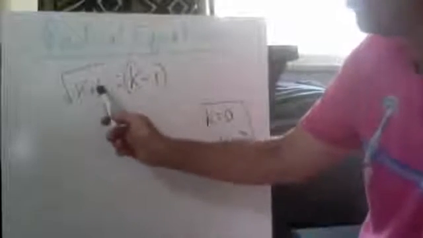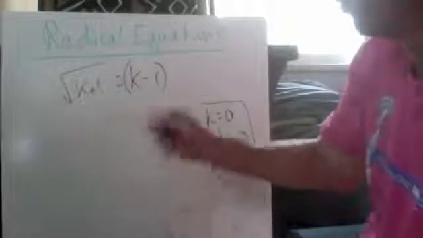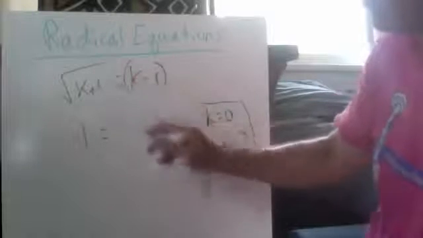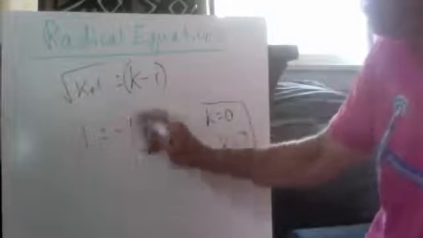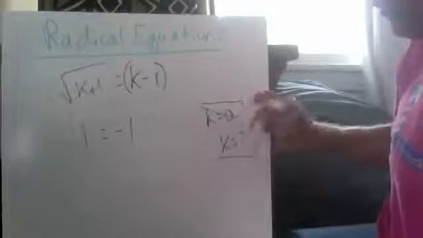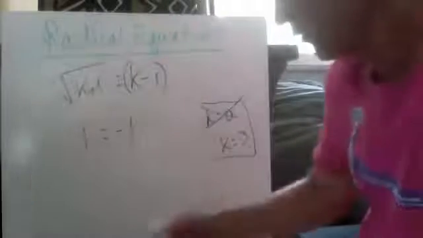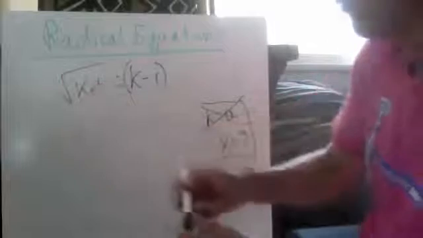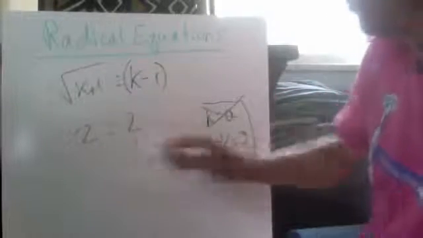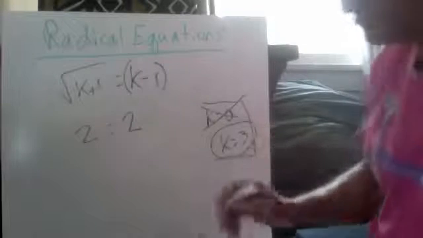If I put 0 in here, 0 plus 1 is 1, the square root of 1 is 1, and 0 minus 1 is negative 1. That does not work. So 0 can't be one of my answers. Let me try 3. 3 plus 1 is 4. The square root of 4 is 2. And 3 minus 1 is 2. So 3 is a valid answer.